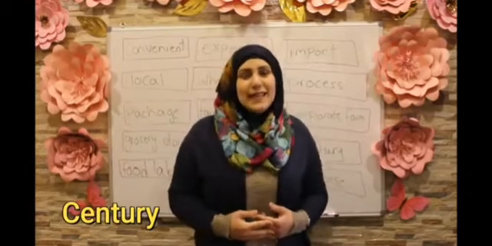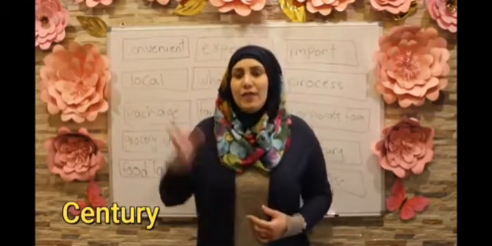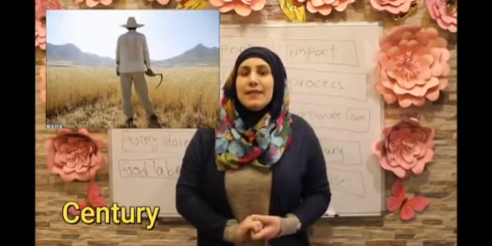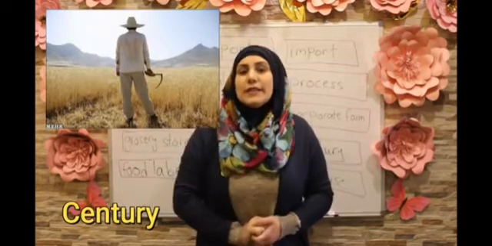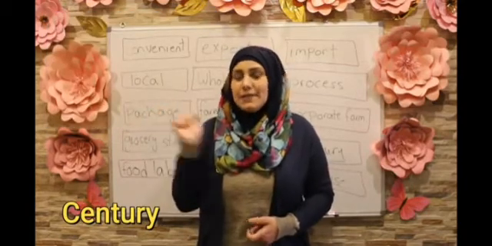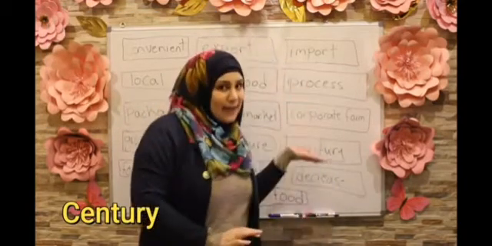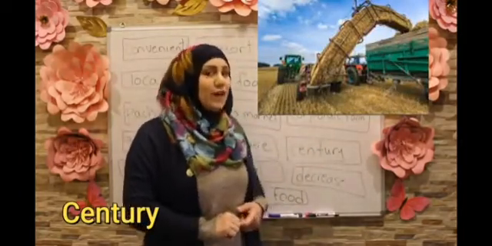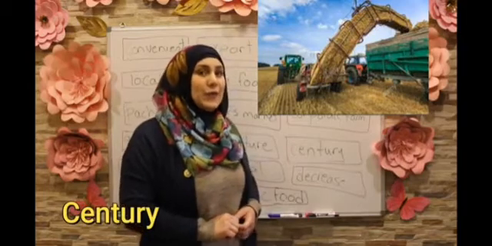Now for our last example, we have this picture here. As you can see, the man in this picture is harvesting wheat. And he's using a sickle in order to harvest the wheat. Now the sickle is this tool that this man is holding in his hand. Now on the other side, there is this big machine that corporate farms use in order to collect the wheat as fast as possible.